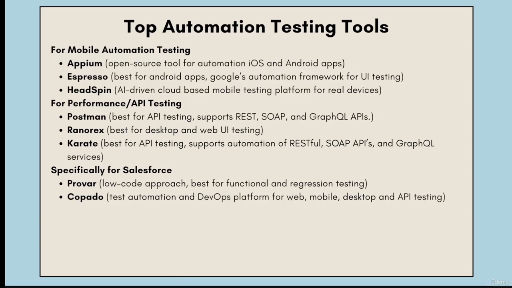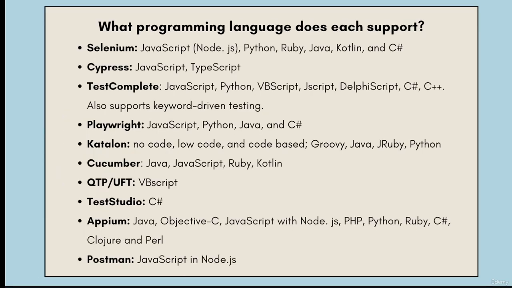Okay, next we got the programming language that each supports. So let's go through these real quick. I only listed the top 10 because that covers all the languages, and then it just gets redundant. So these are the top 10 most widely used automation tools in the market today. So Selenium, that one uses JavaScript and Node.js, Python, Ruby, Java, Kotlin, and C#.